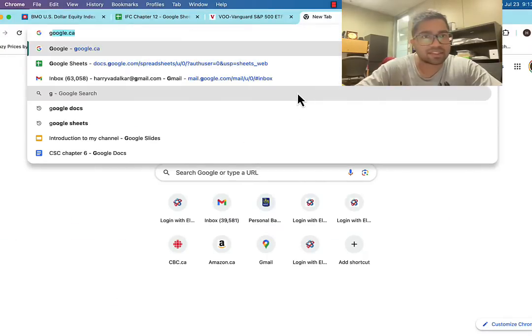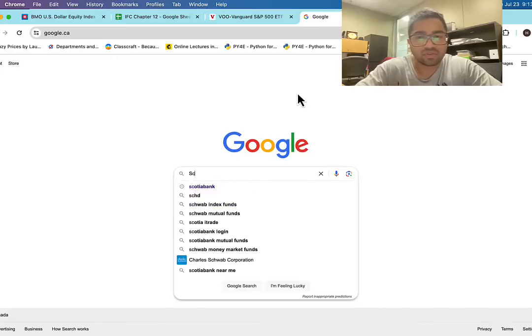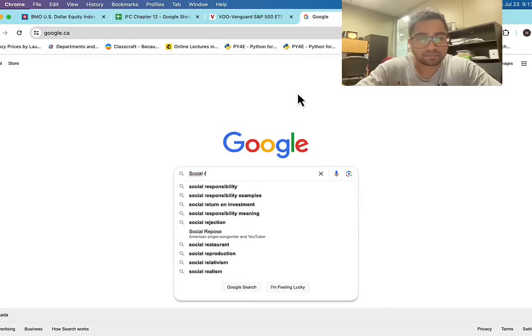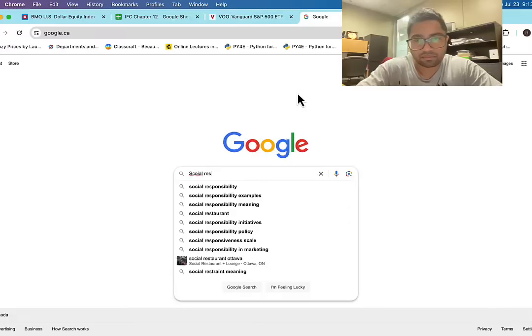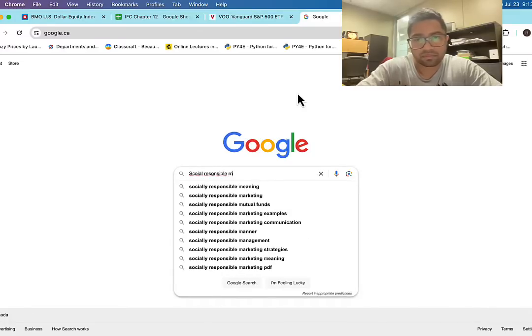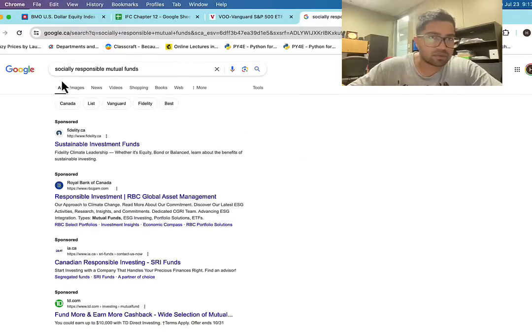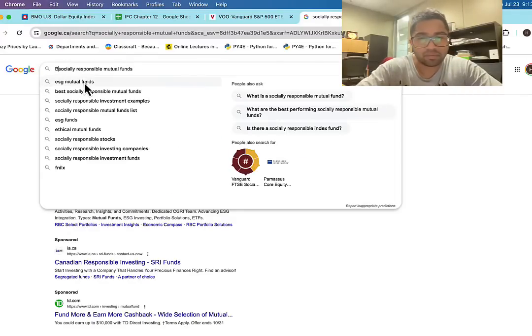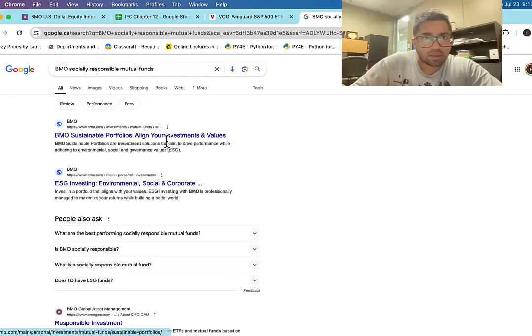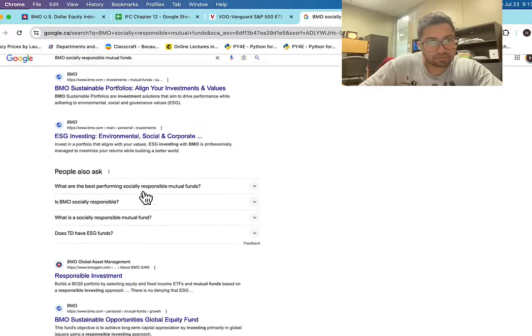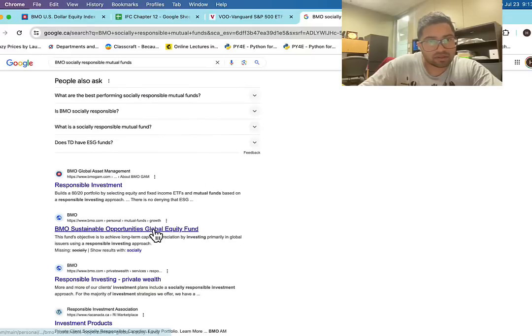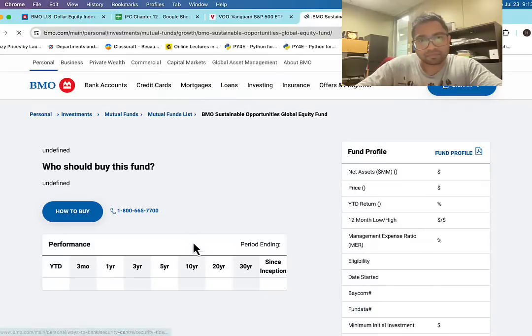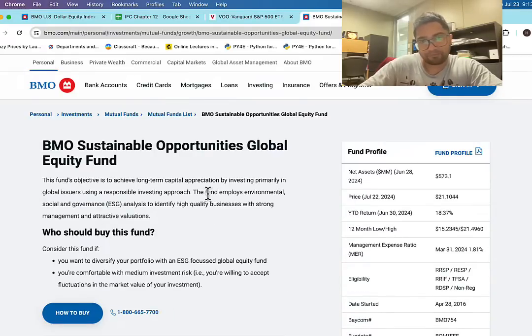Let's look at some ESG fund. So generally socially responsible fund. So we might want it from BMO. Sustainable portfolio, ESG investing. Okay, we want a mutual fund, so let's look at a mutual fund. Sustainable opportunities, global equity fund. Okay, so let it populate.